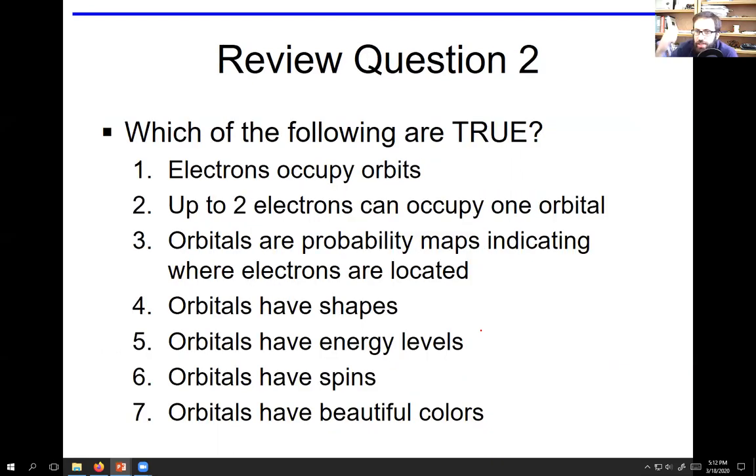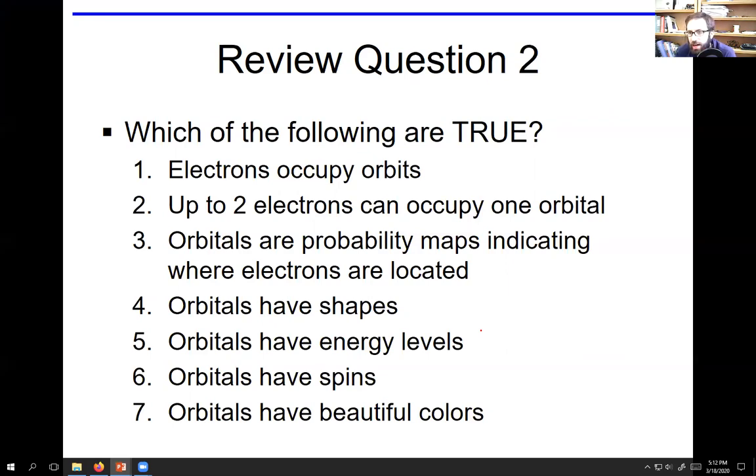All right, another question. Which of the following are true? Again, you can pause this video and try to figure this out if you want to. But let's just go through these. Electrons occupy orbits. No, orbitals, right? Schrodinger equation is all about orbitals. Not fixed paths or orbits. It's not like the solar system.